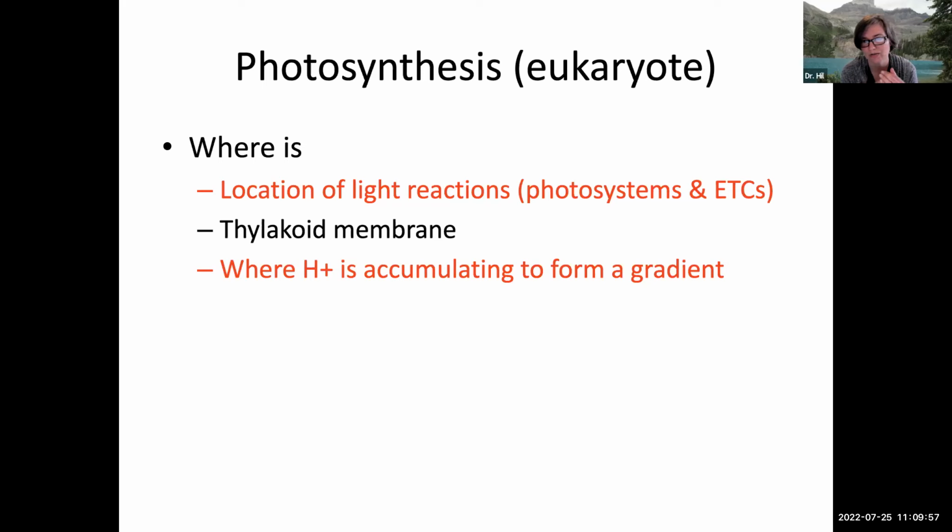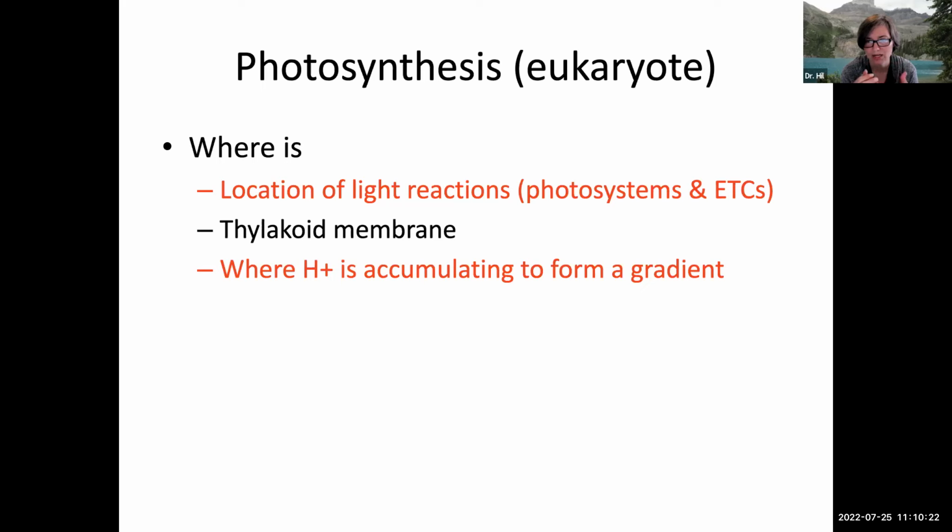As electrons travel through the electron transport chain, protons are pumped across a membrane to create a gradient. And that gradient is then used to generate energy using ATP synthase. Where in a photosynthetic eukaryotic cell, which has a chloroplast, are these hydrogen ions accumulating to form that gradient of potential energy?